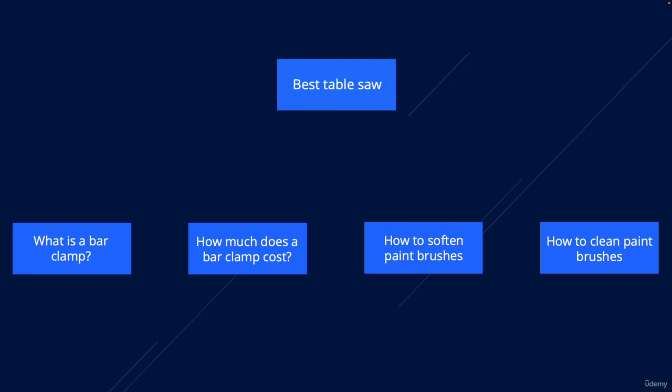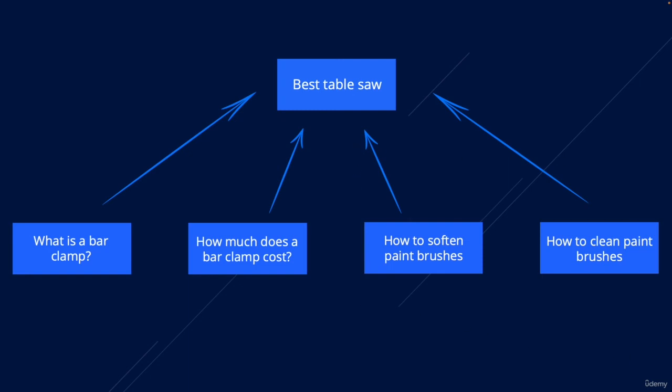If we were then to add internal links from all of these 4 blog posts linking back to our table saw, we are going to confuse Google as to what our table saw content is about. Is it about clamps? Is it about paintbrushes? Or is it about table saws? We have different keyword clusters linking back to it, so it's just going to cause a lot of confusion.